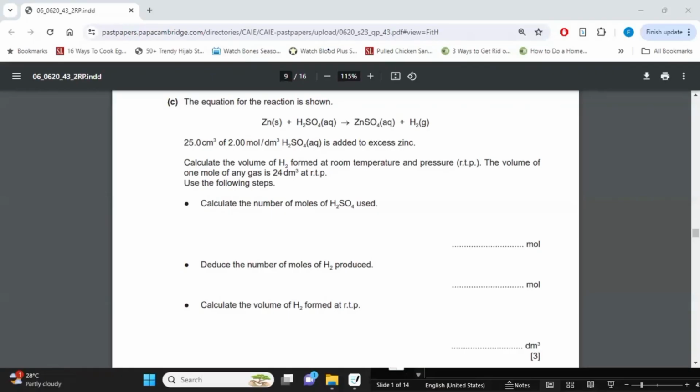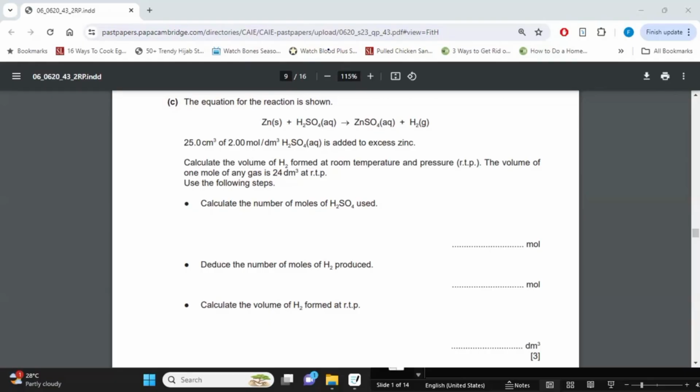By the way, we just studied a similar reaction in the topic of acids and bases, where I told you guys that we take our metal, we react it with acid, we get salt and hydrogen gas, right? See, all the topics just happen to be linked to each other. Okay, so what are they saying? They're saying that 25 centimeter cube of 2 mole per dm cube sulfuric acid is added to excess zinc.